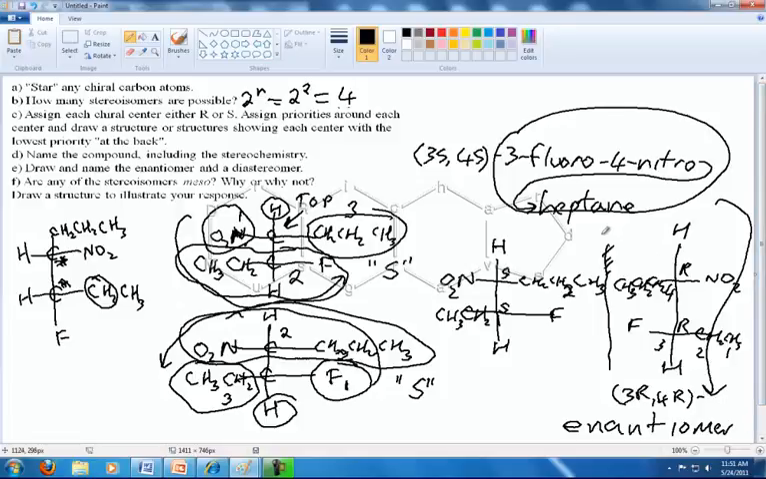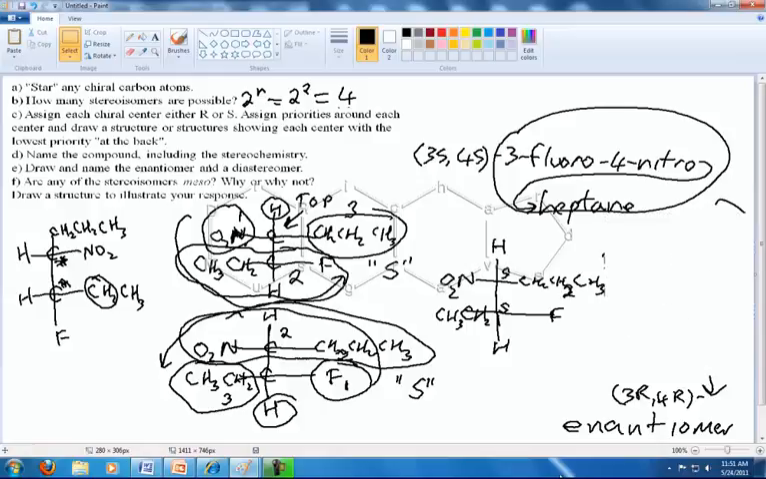Now what I want to get is a diastereomer. Now to get a diastereomer, what I can do is I can base it either on the enantiomer or the initial compound. It doesn't matter which. The diastereomer of the enantiomer is still a diastereomer of the original compound as well.